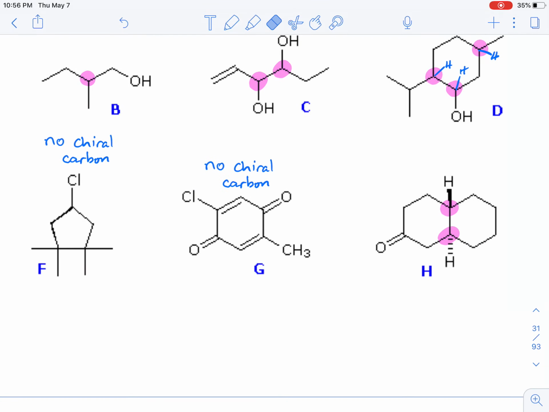And so for letter H, once again, if I draw that orange line, notice that there's asymmetry in this cyclic ring. And so therefore, those carbons that I highlighted in pink are going to be chiral. They will have 4 different substituents.